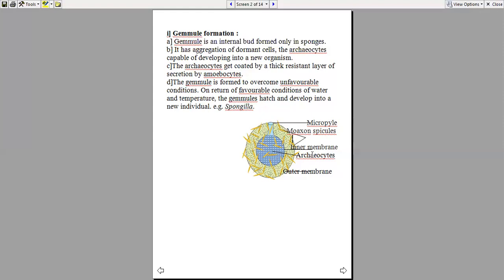Archaeocytes are the cells of sponges, and this archaeocyte forms a thick covering, and this thick covering comes in the form of gemmule. And when this gemmule breaks, sponges are formed.